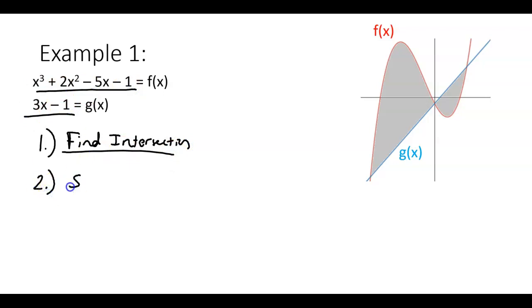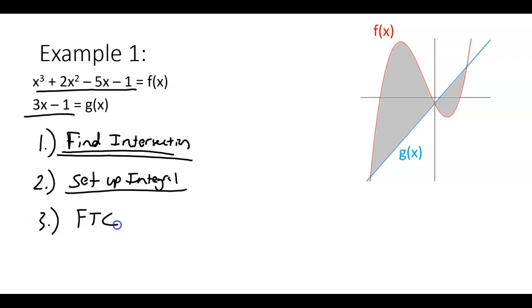Step 2, you're going to set up your integral. How do you do it? You're going to use the answer from step 1 to make your limits on the integral. And then you also have to figure out which function's on top, so you know whether it's f minus g or g minus f. You do that by plugging in a test point to see which one is greater. After that, you just solve it as usual using the fundamental theorem of calculus. And that's how you can find the area between two curves without a calculator.